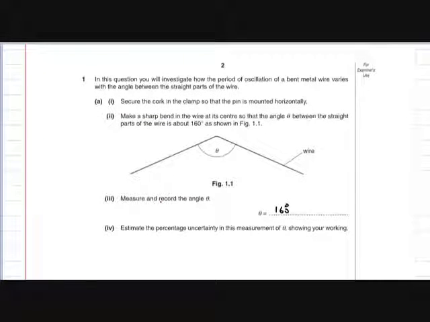He says in this question, you'll investigate how the period of oscillation of a bent metal wire varies with the angle between the straight parts of the wire. A wire will be given and we'll bend it, and we will see how its time period depends upon the angle between its two parts. Secure the cork in the clamp so that the pin is mounted horizontally. Make a sharp bend in the wire at the center.